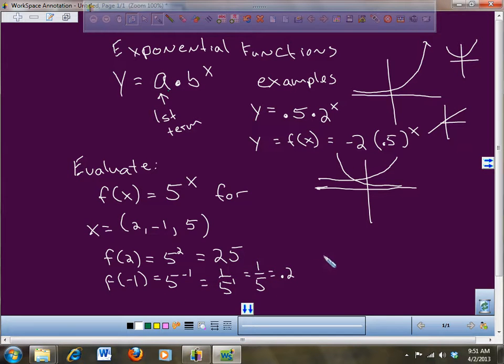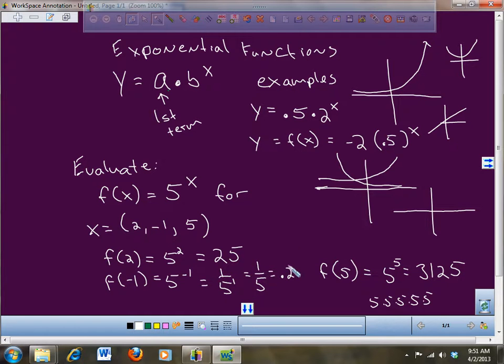And f of 5 is some big humongous number, because that's equal to 5 to the 5th. I don't even know what that is. But how much? 3,125. Because that is 5 times 5 times 5 times 5 times 5. Right? That's what that means. So if I were to graph this exponential function, not that we're going to do that right now, okay?